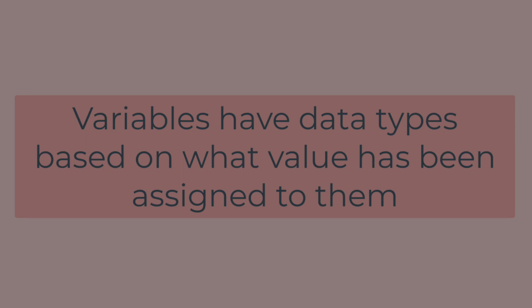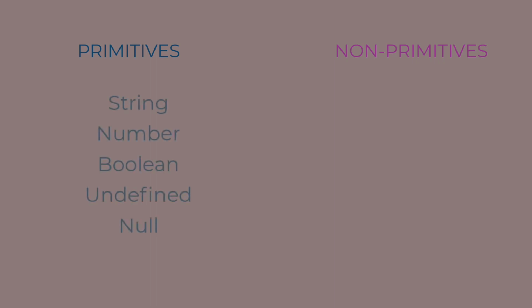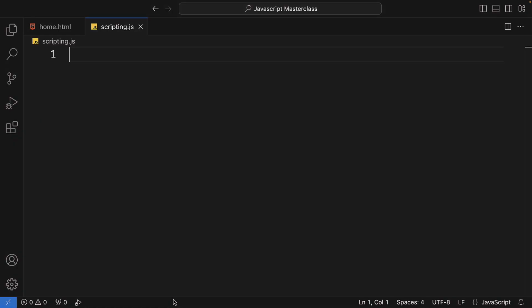There are two types of data types in JavaScript. One is the primitive data types, and the second one is the non-primitive data types or the reference data types. Under the primitive data types, we have the strings, numbers, boolean, undefined, null. For the non-primitive data types, we have object, function, and array. Today, we should just discuss the basic ones under the primitive data types. So now, let's head back to our VS Code.